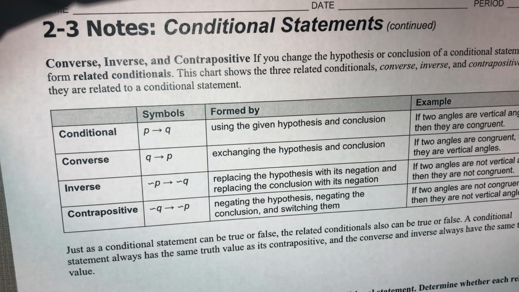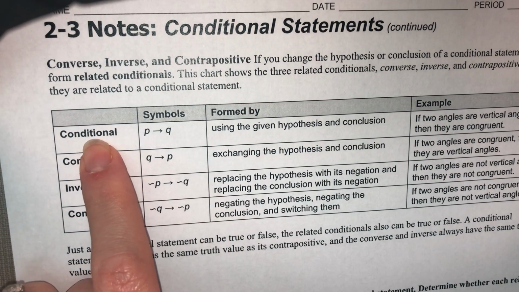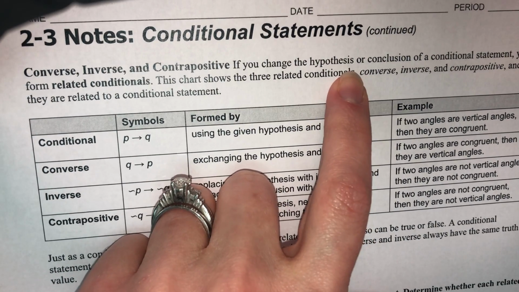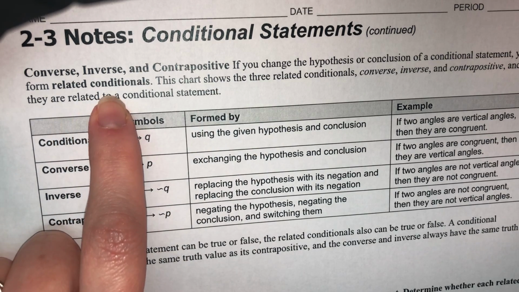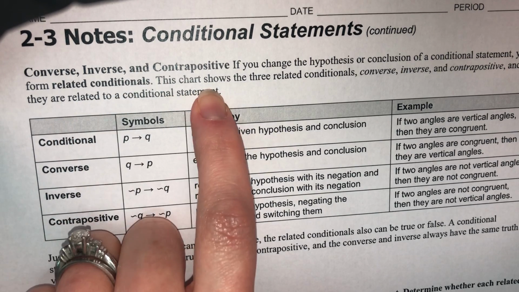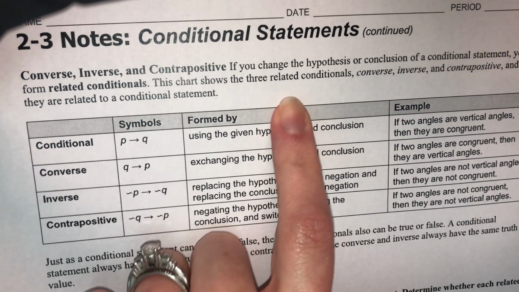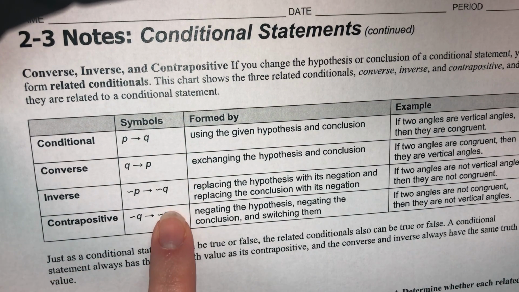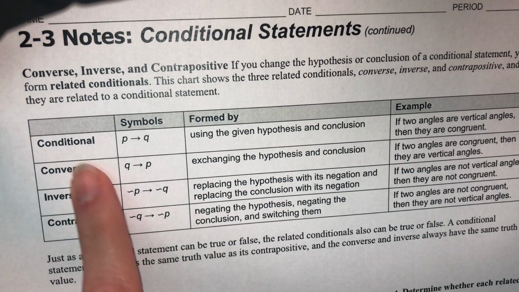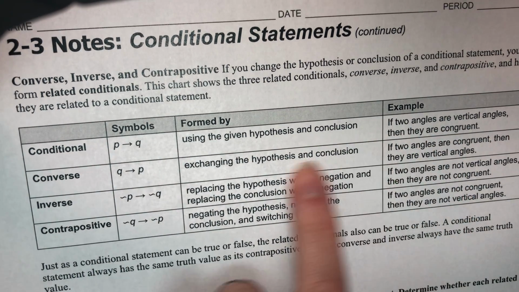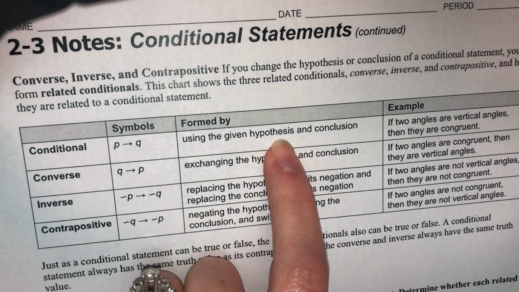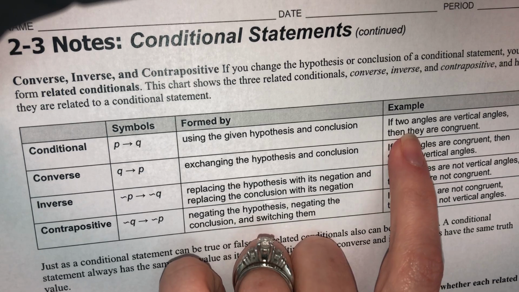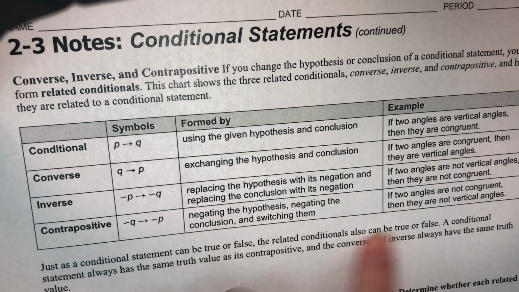We have some other types of statements that we're going to look at. We talked about conditional statements, but if you change the hypothesis or the conclusion of a conditional statement, you can form related conditional statements. This chart shows 3 related conditionals, the converse, the inverse, and the contrapositive, and how they are related to the statement. So, the conditional statement is the one that we've already talked about. We just use the given hypothesis and conclusion. An example of that is, if 2 angles are vertical angles, then they are congruent.